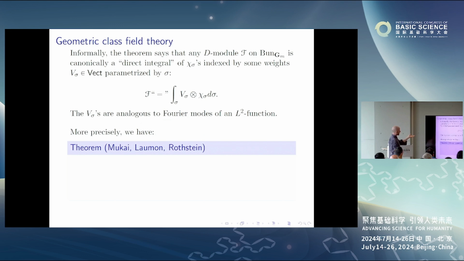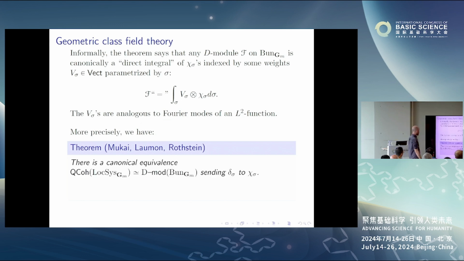So now, more precisely, we have the following theorem, which is due to Mackay, Limon, and Rothstein. And it says that there's a canonical equivalence of categories between the category of quasi-coherent sheaves on Loc_GM, I'll say what that is in a second, and the category of all D modules on this space of GM bundles.